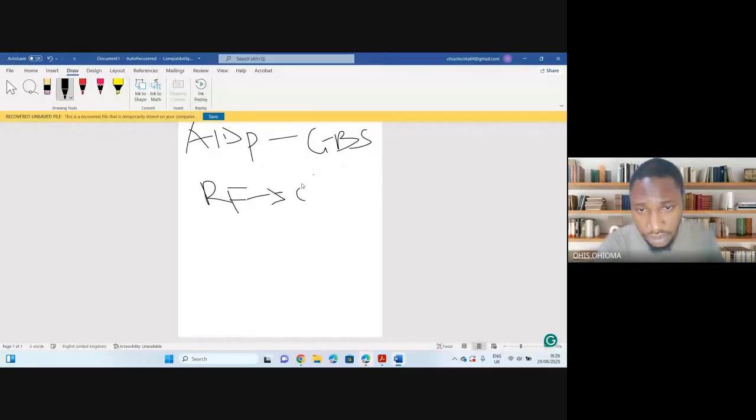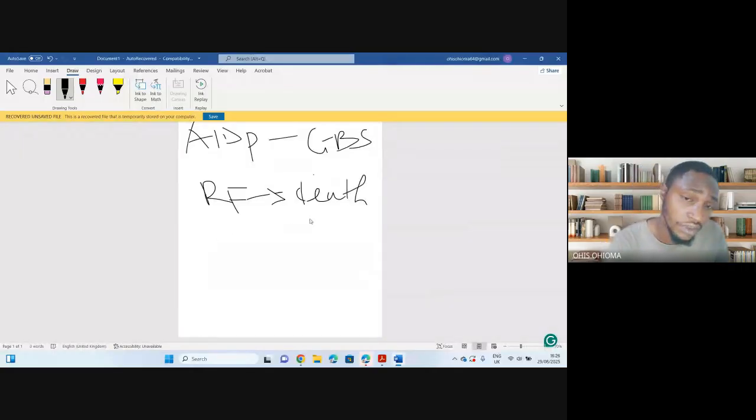So death, right? And this is also very high yield for you to know for the exams. And how do we diagnose this disease condition? We can diagnose it by doing a CSF first. So CSF is very important in diagnosing this condition.